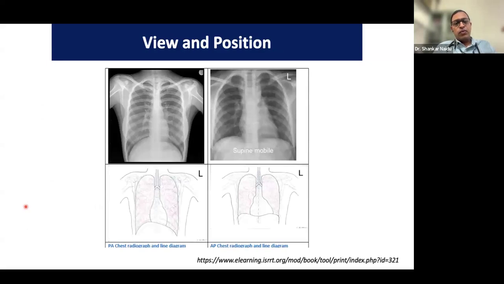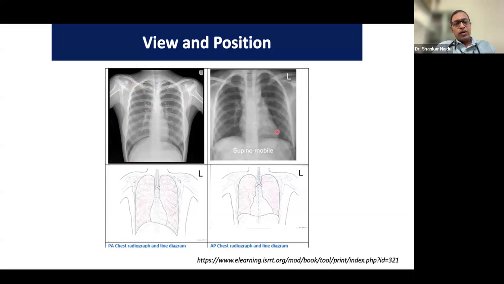So I'll be showing a few X-ray films and showing you the importance of the things that I've told you in the previous slide. So view and position. This is the erect PA view. This is what we usually order when we are looking for lung parenchymal disease. The ideal view is the posterior anterior view, and this is how it should look.